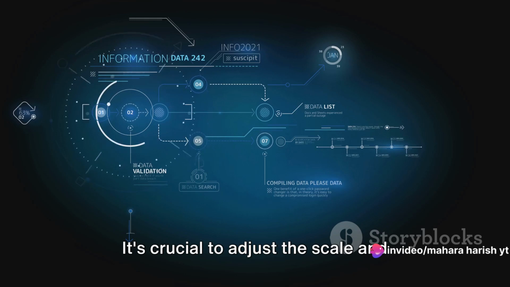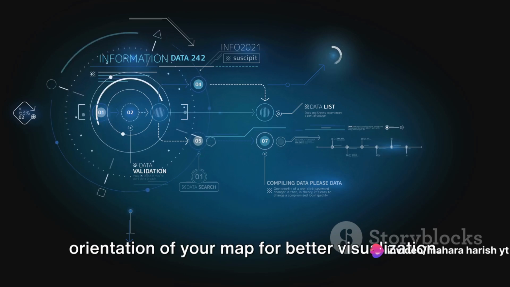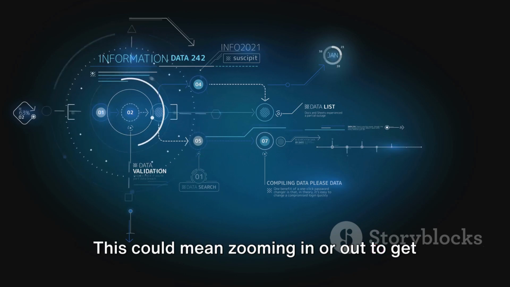It's crucial to adjust the scale and orientation of your map for better visualization. This could mean zooming in or out to get the right perspective, or rotating the map to better fit your layout. Remember, your layout is the first impression viewers get of your study area. A well-prepared layout effectively communicates your data, making it easy for viewers to understand what they're looking at. With your map prepared, we can now move on to the final step.